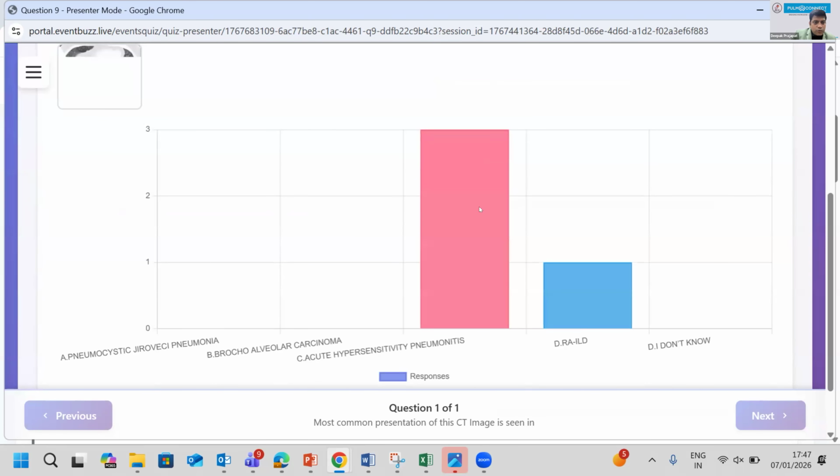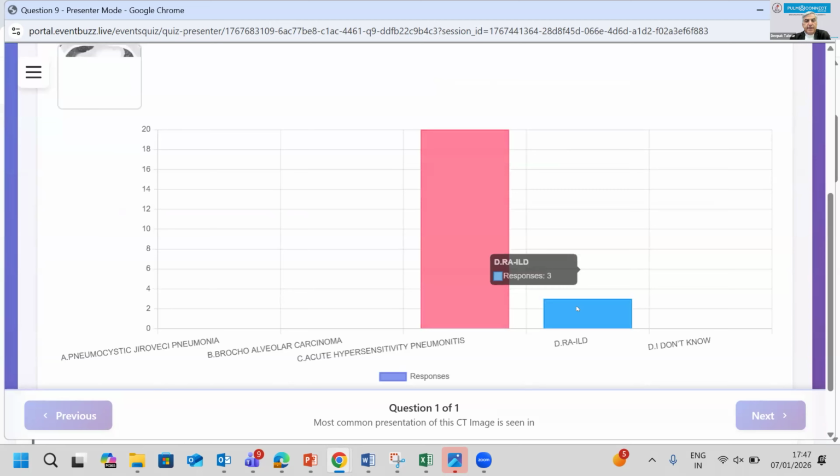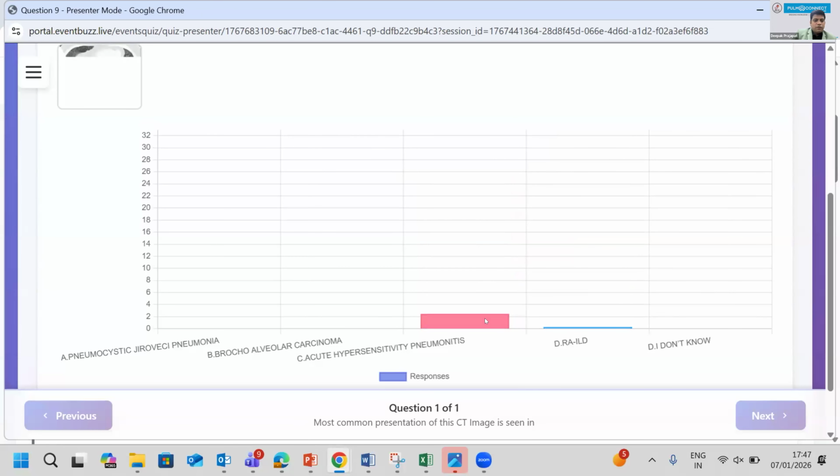I think it's still loading. It's live. So people have started voting. Yeah, they are already voting. I think they can see it. We are not able to see the full image, but they are able to see it.